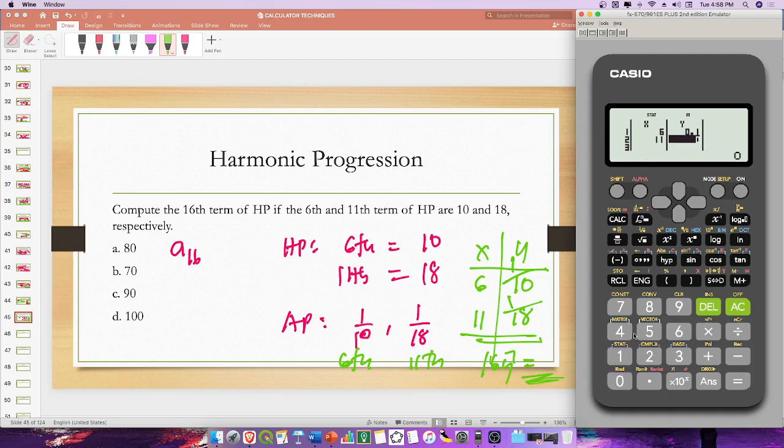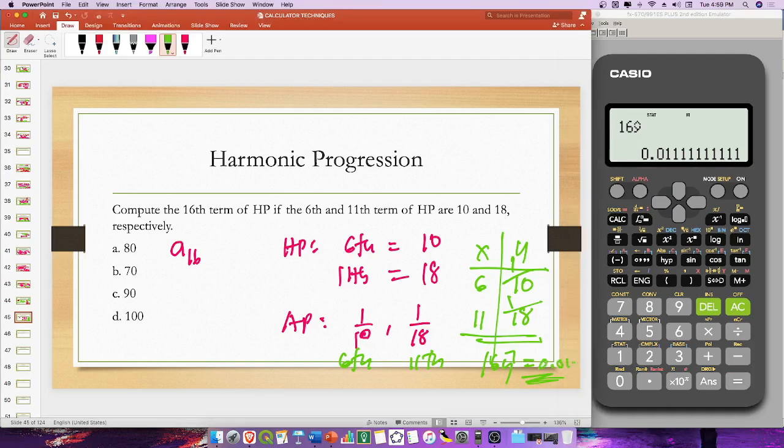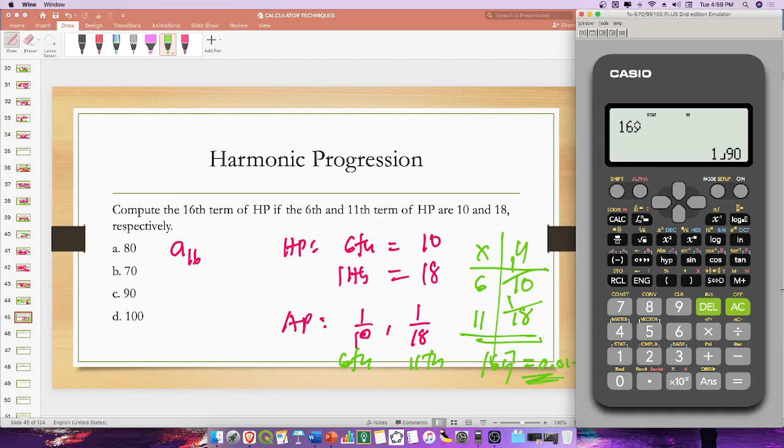Actually, harmonic progression is very confusing because you are thinking of solving the arithmetic progression, but in fact, you are dealing with harmonic progression. So all clear. After you input the data there, press reg, then choose y hat and enter 16. So this is 0.00111. If converted to a fraction, that will be 1 over 90.